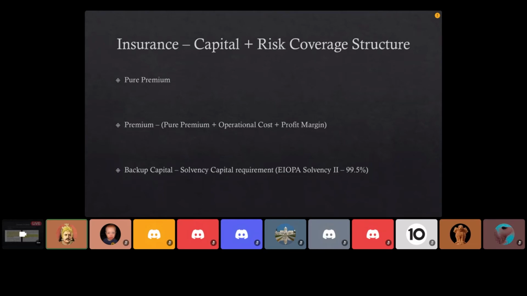It states that 99.5% of the probability should be factored in. That is, one in a 200-year event should also be considered while we set aside the backup capital. So this is also important for an insurance protocol or an insurance industry to be viable in the long term. So these three things, just keep in mind. We'll come back to it while we discuss the comparison between other insurance protocols and Panel.